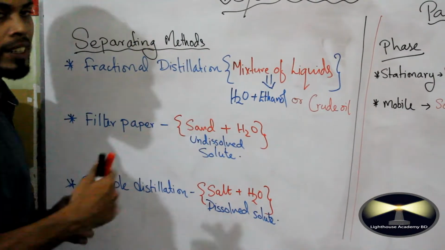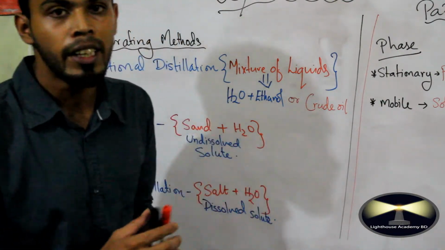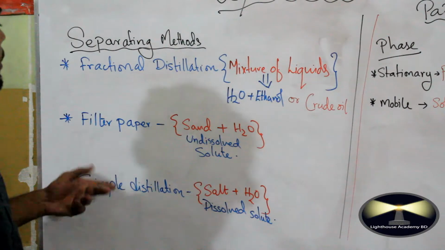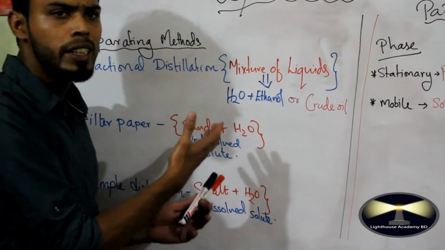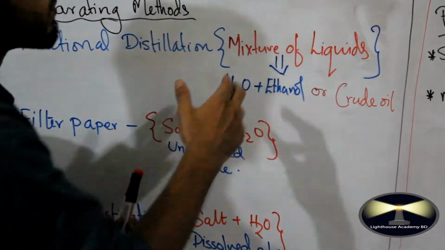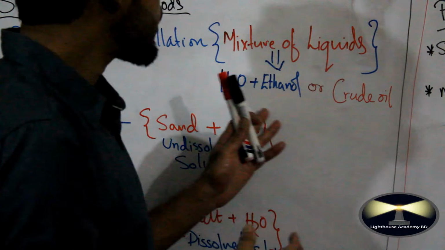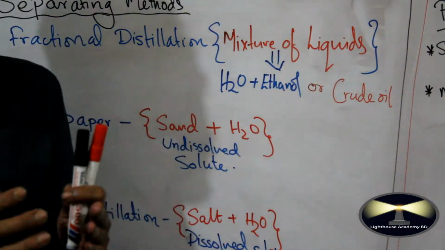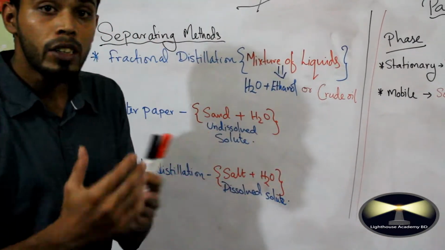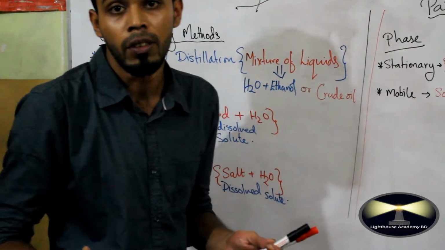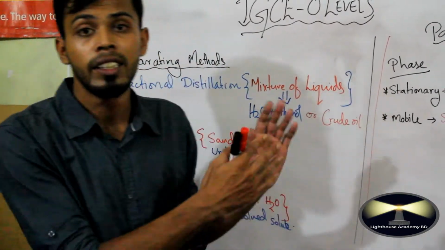So our first one is fractional distillation. In one type of question, they'll give you a mixture and ask what method to use: simple distillation, filter, or fractional distillation. Just remember or note this down: fractional distillation is for a mixture of liquids that dissolve in each other, like water and ethanol. To separate them, what do you have to use? Fractional distillation. Clear?